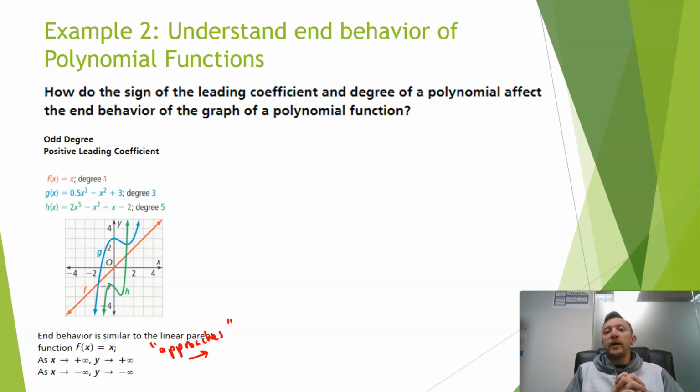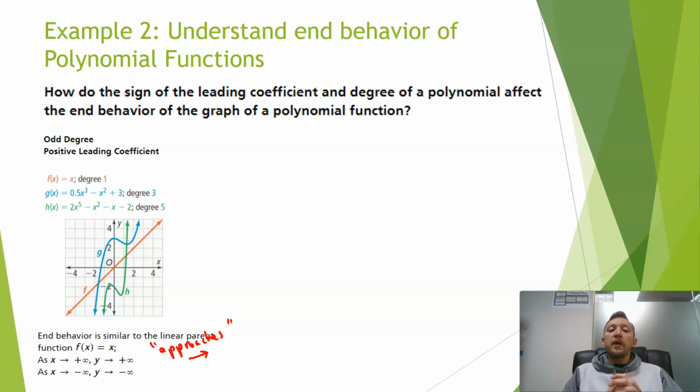Well, what's happening to y? So as x approaches infinity, y is also approaching infinity. So y is going upwards. So the right side of the graph, as x approaches infinity, the y values are approaching infinity as well. So the y values are going up. That's how we're going to refer to it. And that's true for all 3 of those graphs that we just looked at.